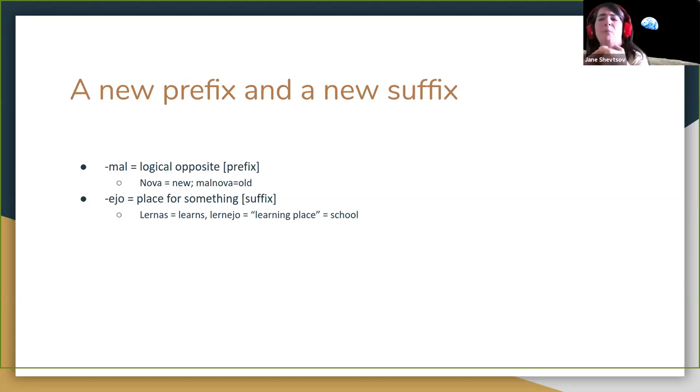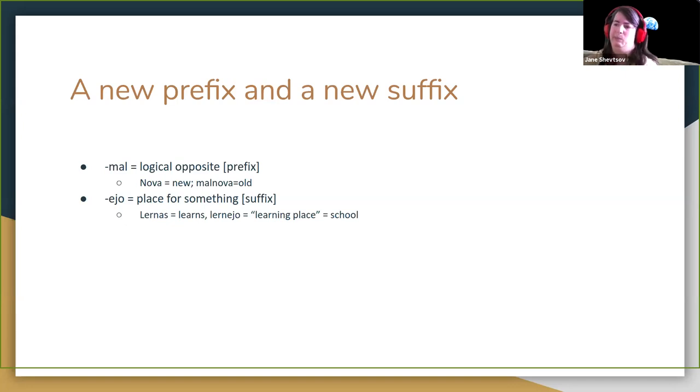What about malbela? You know bela means beautiful. So what should malbela mean? Ugly. So mostly you use mal with adjectives and adverbs, but sometimes it works for nouns. Like amiko is friend. So what's a malamiko? Enemy. Perfect. Malamiko. So that's a useful one.